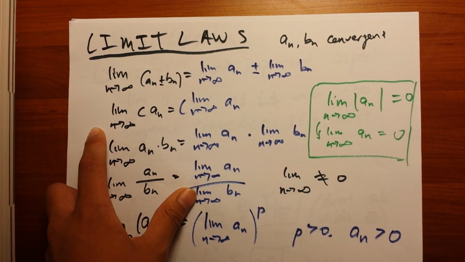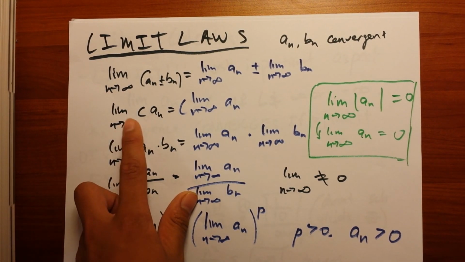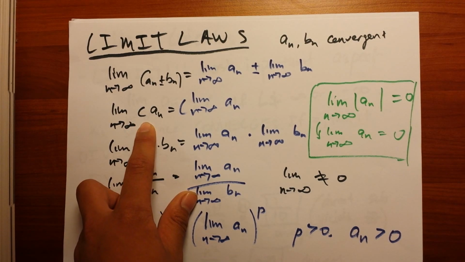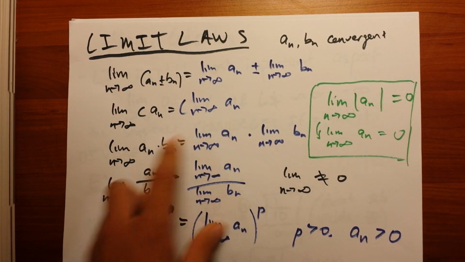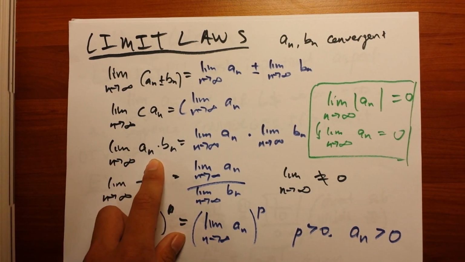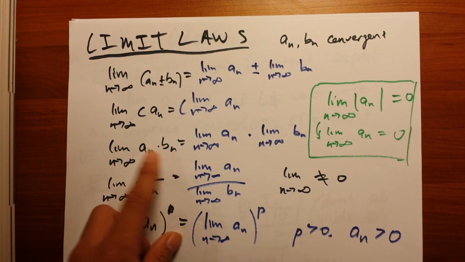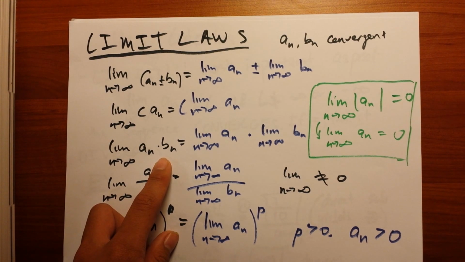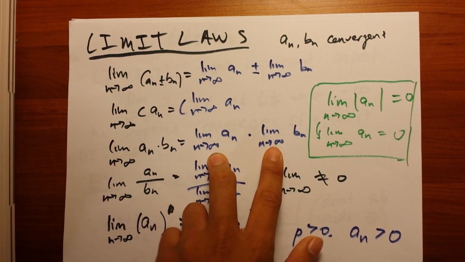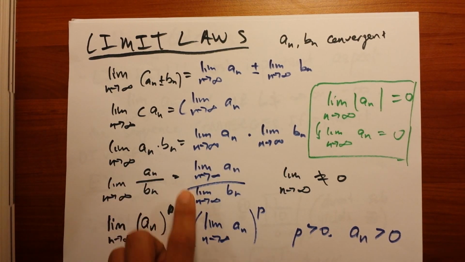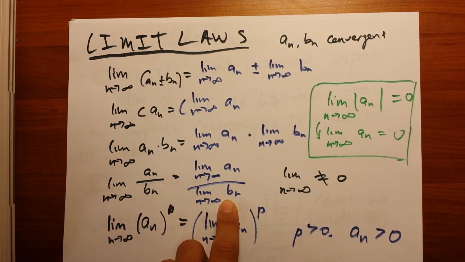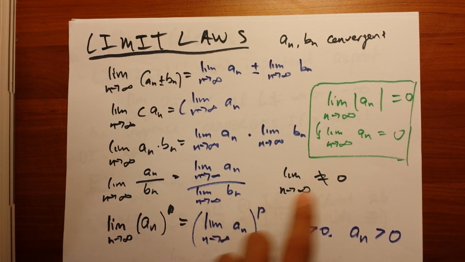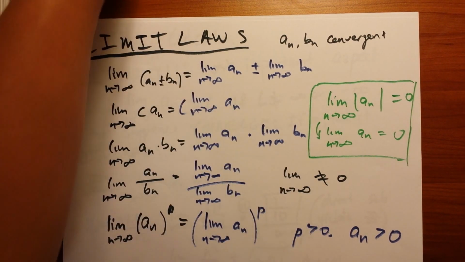And then number 2 here, when we multiply by some value c, we can take the c out and then evaluate the limit separately, which makes sense. From here, we show that for the product of two sequences, when we take a limit of that, we can split them up. The same goes for dividing them. But when we divide them, we have to make sure that the bottom sequence, in this case b_n, cannot be 0. So let me write that right here.